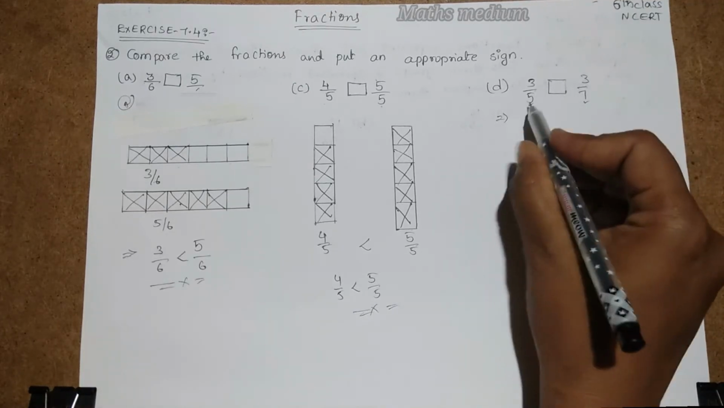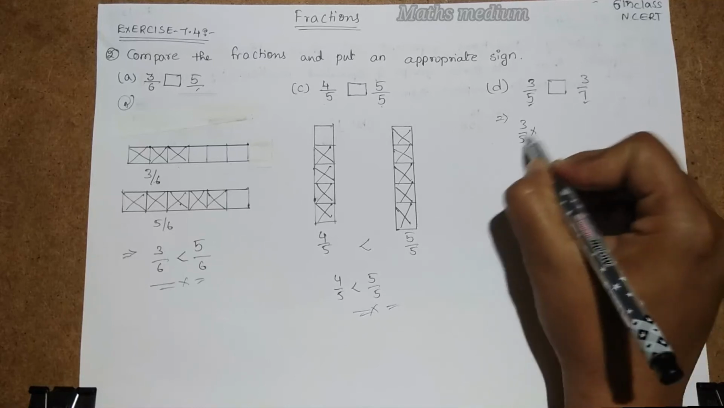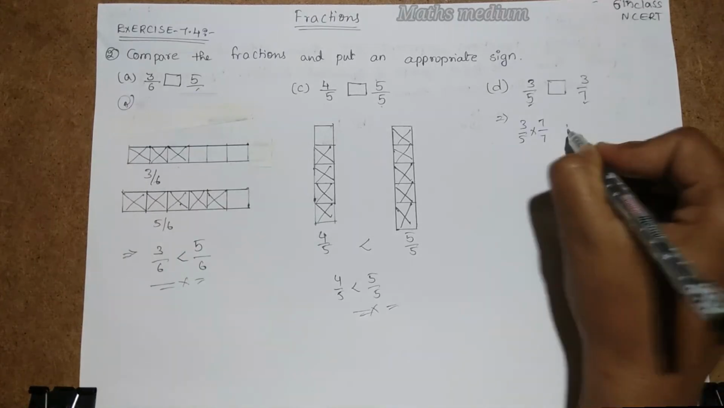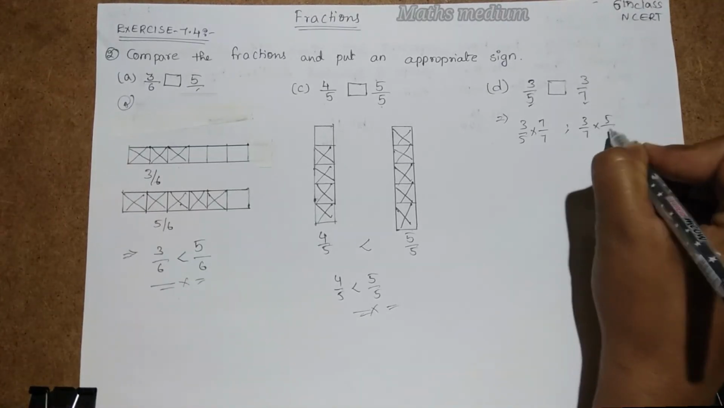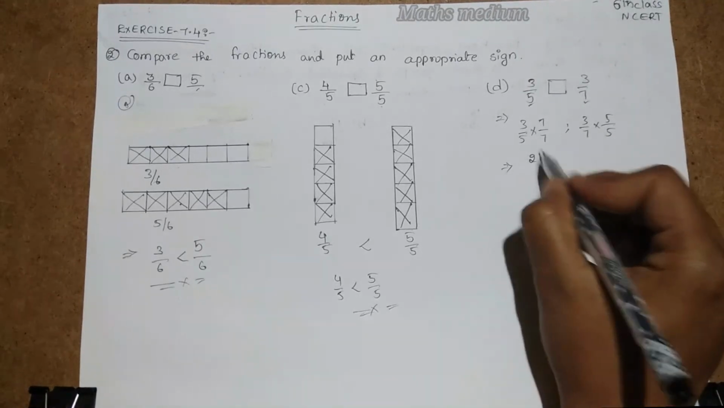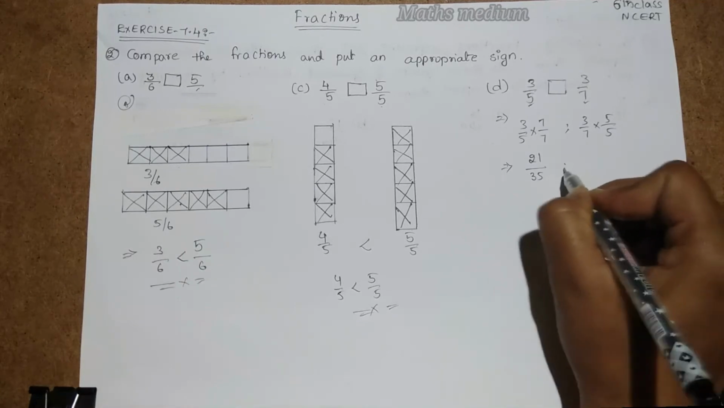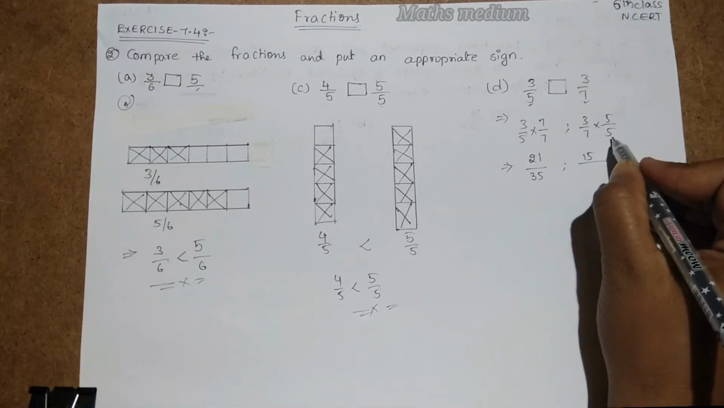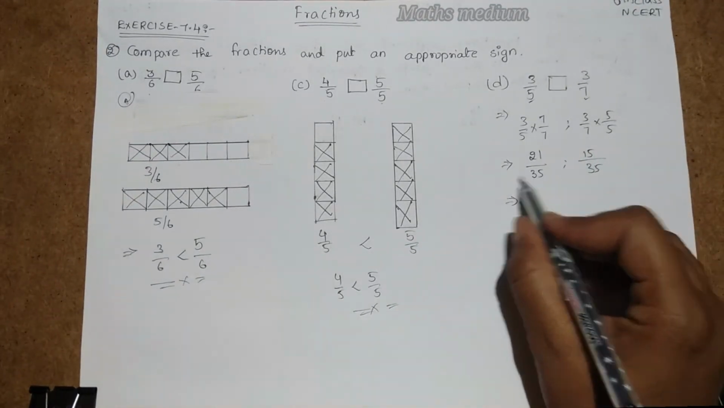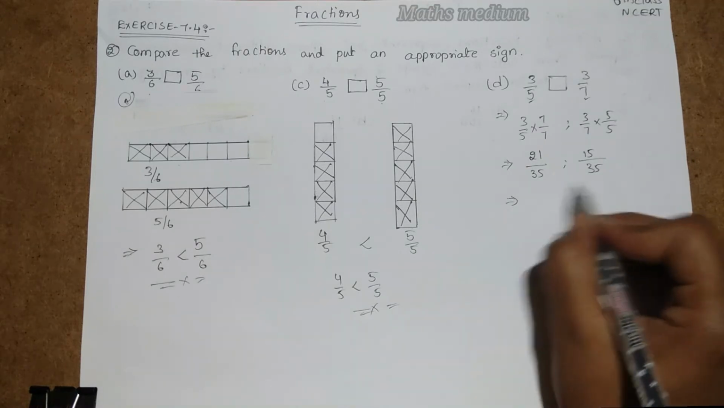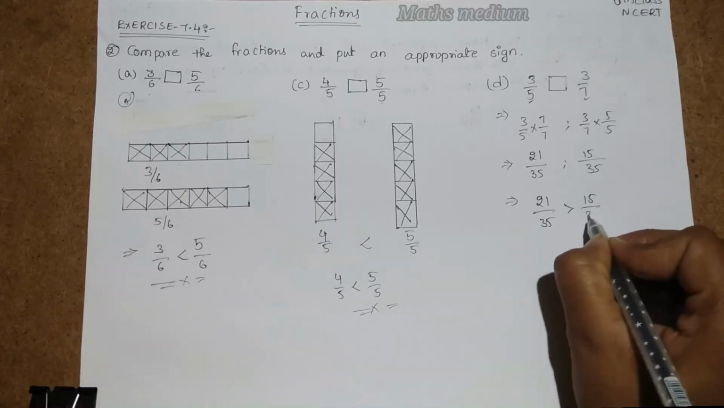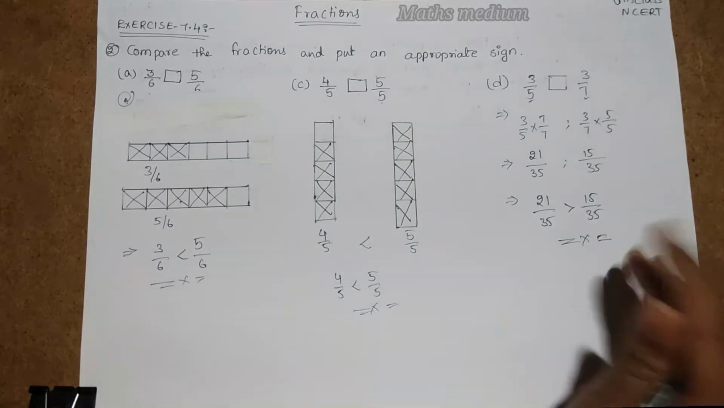compare easily. So 3 by 5 into 7 by 7, I am going to multiply with the same 7 by 7. Here also 3 by 7 into 5 by 5. So 3 7s are 21, 5 7s are 35. This is also 5 3s are 15 and 7 5s are 35. Obviously, we can compare numerators because the denominators are same. So, 21 by 35 is greater than 15 by 35. So, this is the answer for this question.